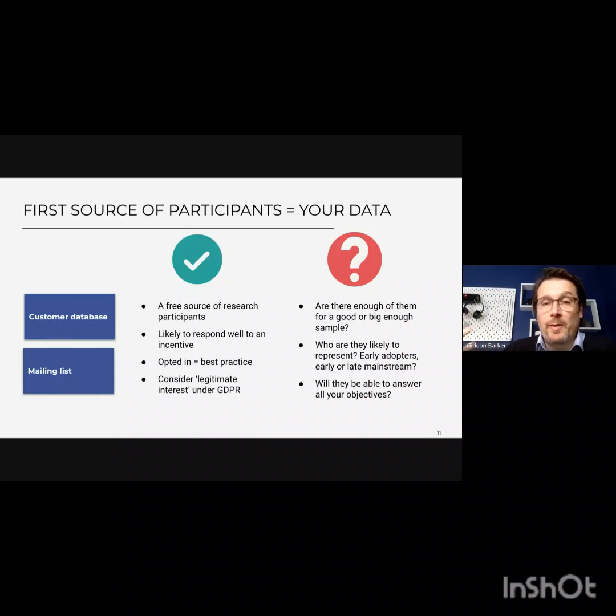If you work on the basis of 5%, is that going to give you enough of a sample to give you some decent data? Obviously, if you're doing interviews and things, you don't need such a big sample of people, so you don't need such a big mailing list. Do the people on the list represent the kind of people you need to speak to? It's not really going to work if you're designing your research for non-customers, and then you go out to customers to try and recruit people. And in that sense, will they be able to answer all of your objectives or not?